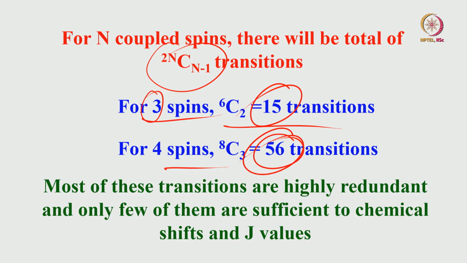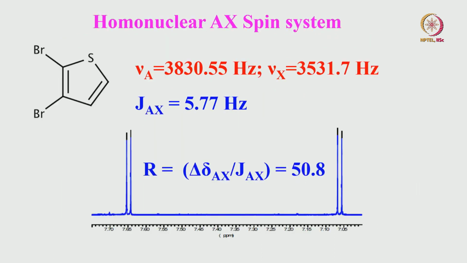In the sense, for example, if I take 3 spins, there will be 12 transitions, and at the site of the chemical shift of each spin there will be 4 transitions, and that gives you 2 coupling information. We have a maximum of 3 couplings, but at each chemical site we can get 2 coupling information. That means there is redundant information. So, single quantum NMR spectra are generally highly redundant. Only a few of the transitions are sufficient to get the chemical shift and J coupling information.